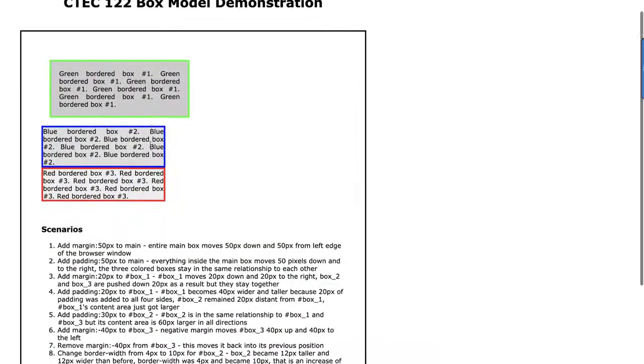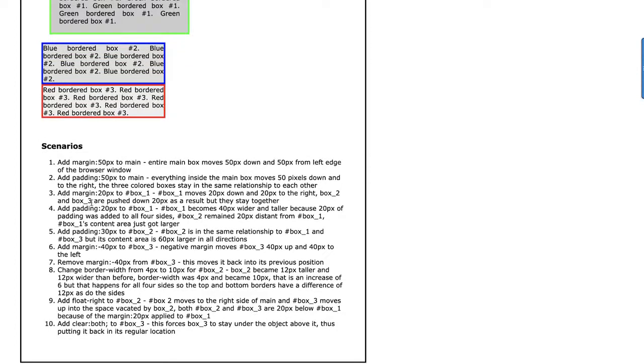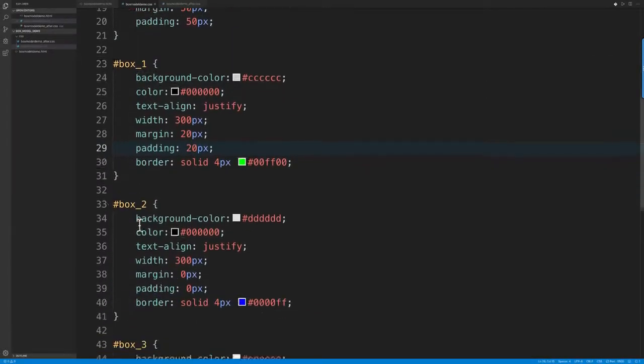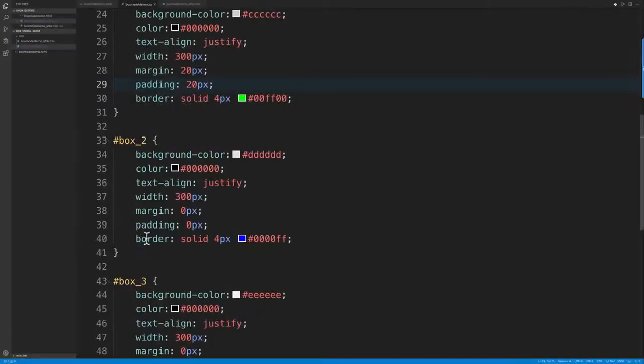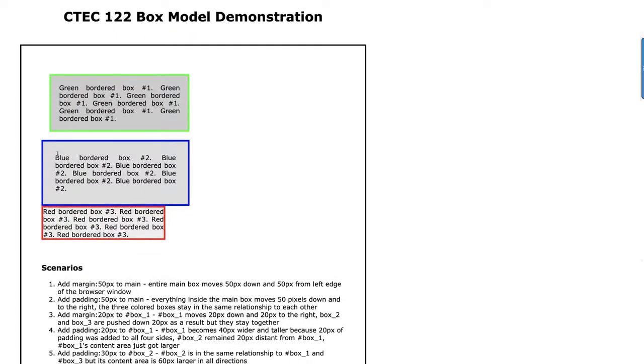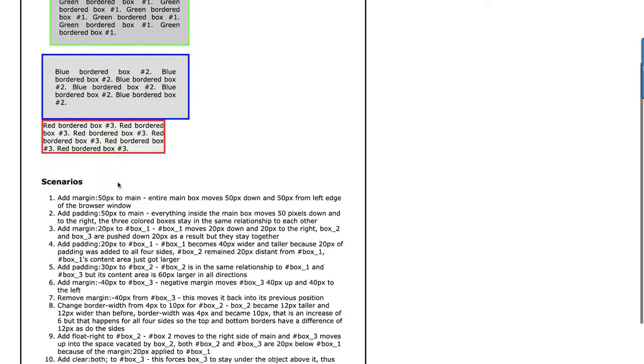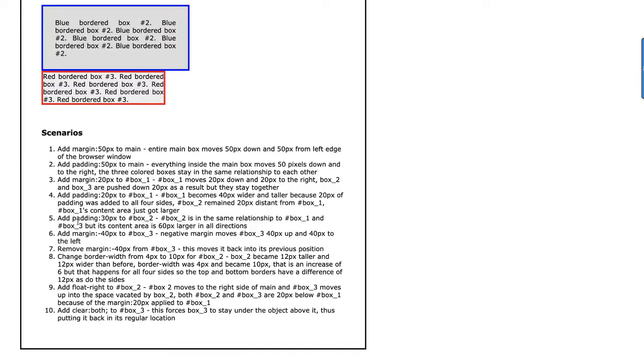All right, let's go back. So the next step, we did that. So now it says step number 5, add padding of 30 pixels to box number 2. Okay, box number 2, padding, what was it again? Padding of 30 pixels. Padding of 30. Here we go, box number 2. So now you can see box number 2 has 30 pixels of padding. That's around the content inside the box. How about that? All right, let's carry on. So that was step 5.